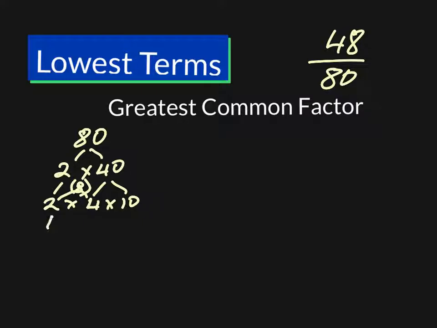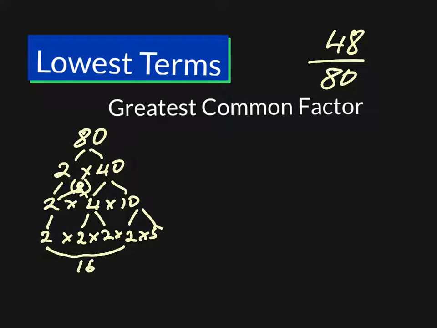Now let's see if this will factor even more. So 2 doesn't get any smaller, but 4 does. It could be 2 times 2. And 10 does. It could be 2 times 5. Alright, so I've got 2 times 2 times 2 times 2, which if I multiply that out, I'm going to find that's 16. So 16 and 5 and 4 and 10 and 2 and 40, and actually if I were to think about it a little bit more, 20 are all factors of 80.